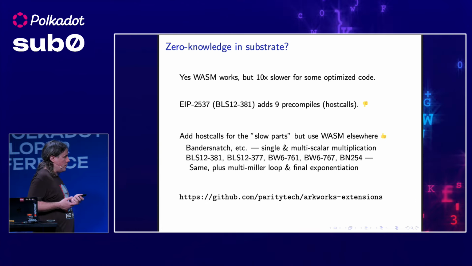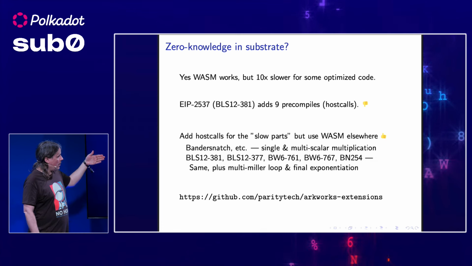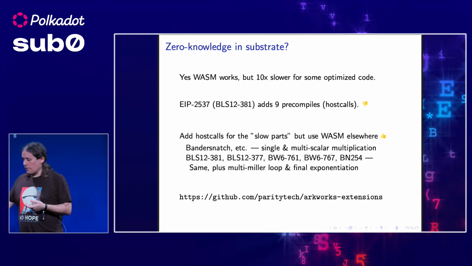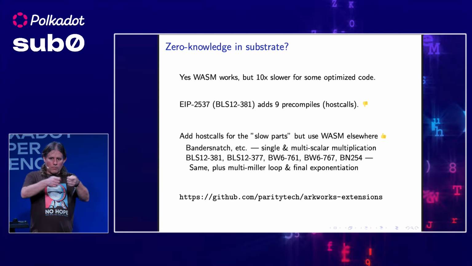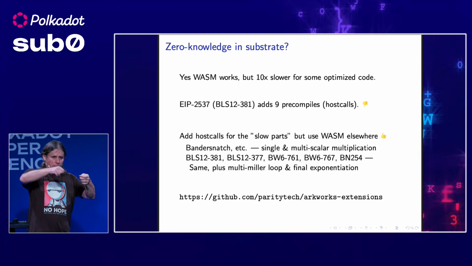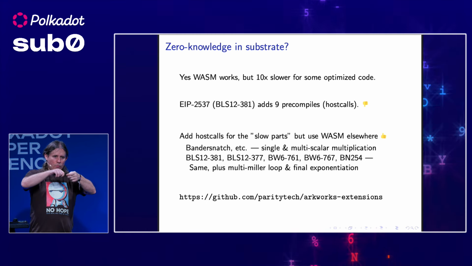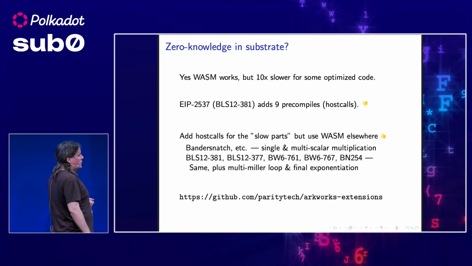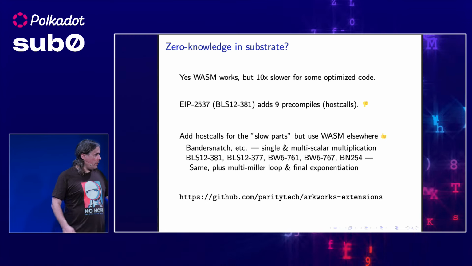All right, so what are we doing? What we're doing is adding host calls only for the very slow parts. Generally, the way cryptography works is there are certain operations that run in a tight loop. How do you multiply an elliptic curve point by a scalar? Well, you take powers of it, you square it a bunch, and you add some of those in based on which bits are set in the scalar you're multiplying it by. So that runs in a tight loop. That takes a long time. And so we add something for that.